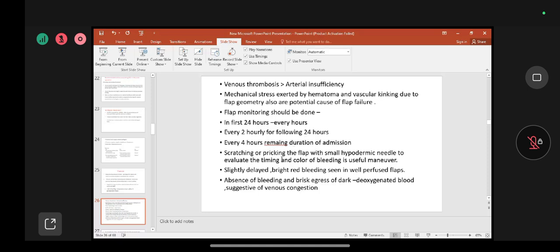Scratching and pricking of the flap with a small hypodermic needle to elicit the timing and color of bleeding is a useful maneuver. If slightly delayed, bright red bleeding is seen after scratching and pricking, it is a sign of a well perfused flap. Absence of any bleeding, or brisk egress of dark, deoxygenated, bluish blood, is suggestive of venous congestion.